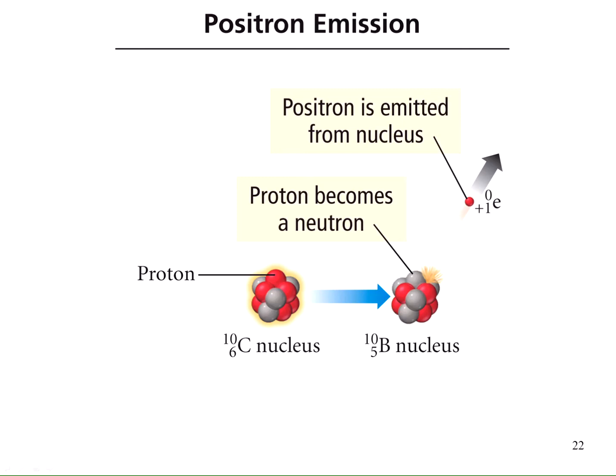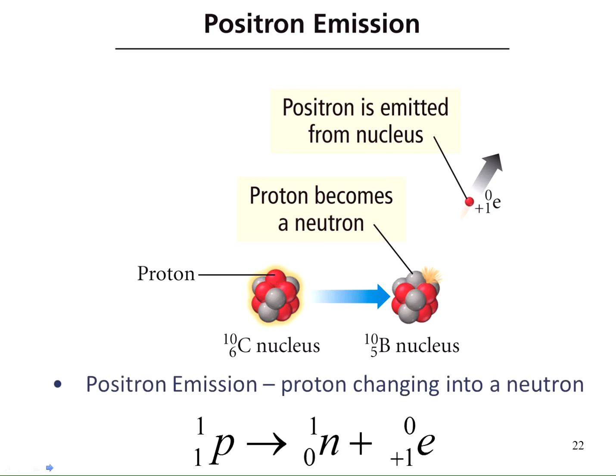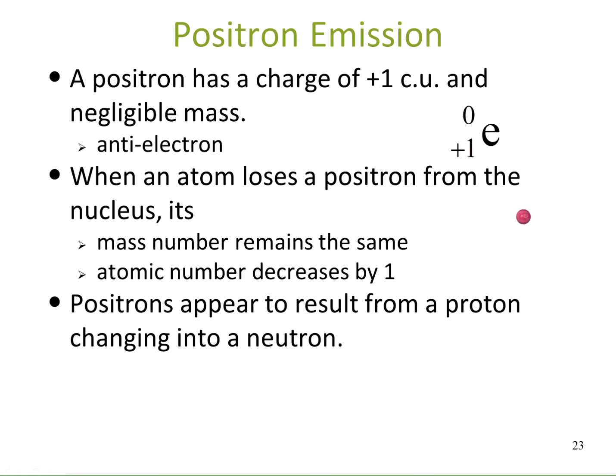So the proton has emitted a particle that's about the same size as an electron, but it has the opposite charge, so it has a positive charge. So a proton becomes a neutron in a positron emission. That proton becomes a neutron and it's releasing a positron particle, which has a positive charge. Now in positron emission, a positron has a charge of +1 and negligible mass. So we call this the anti-electron.